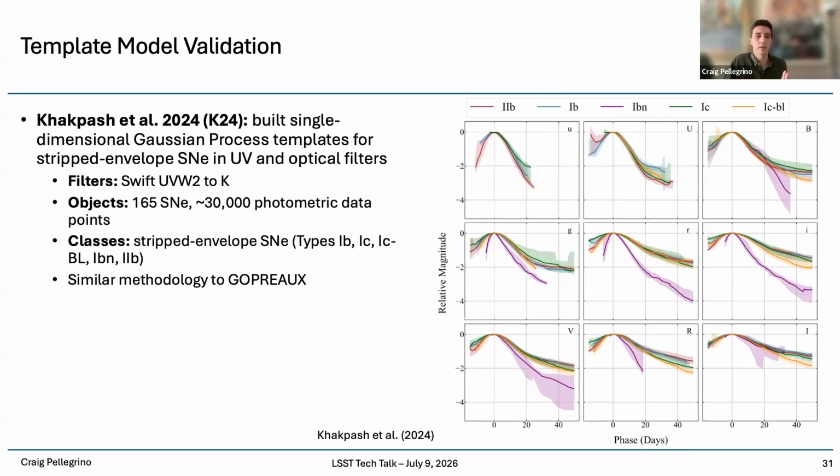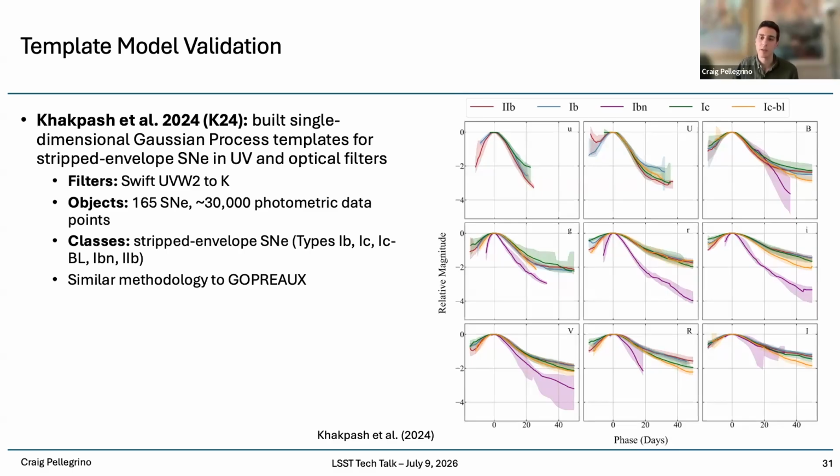Their data and their modeling methodology is mostly similar to ours. So again, they construct their templates from the UV to the infrared. They have about 165 different supernovae from the classes type 2b, type 1b, 1bn, 1c, and 1c broadline supernovae. And this consists of about 30,000 different observations. And their modeling methodology is very similar to ours. We took this work as an inspiration for what we've done.